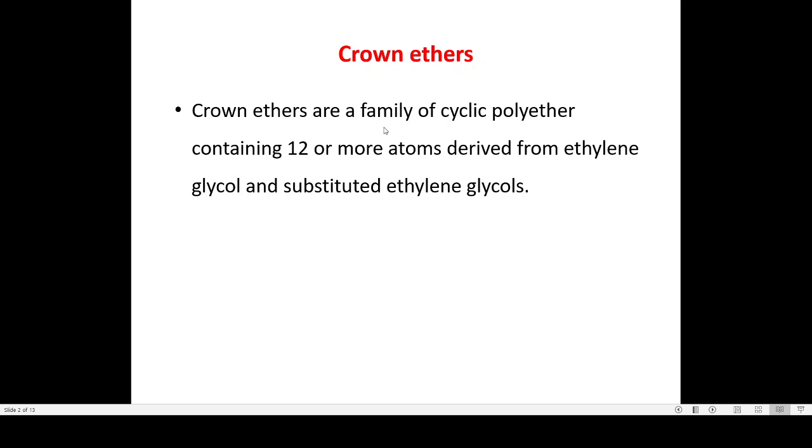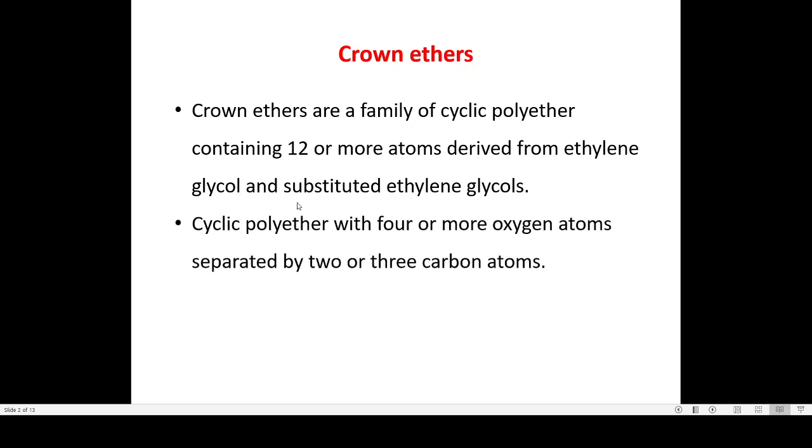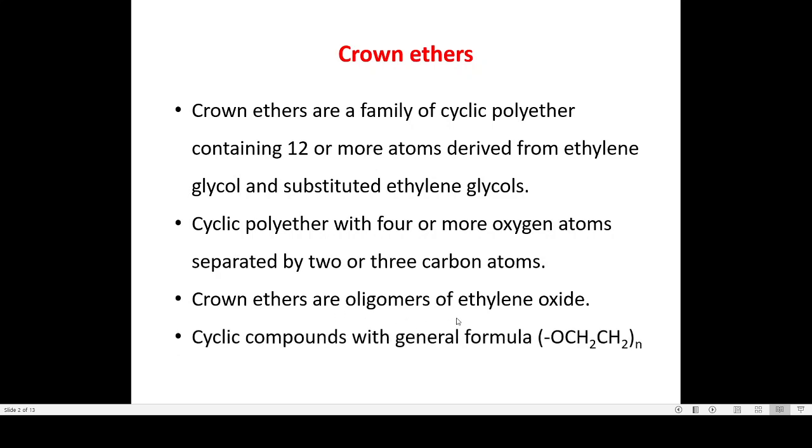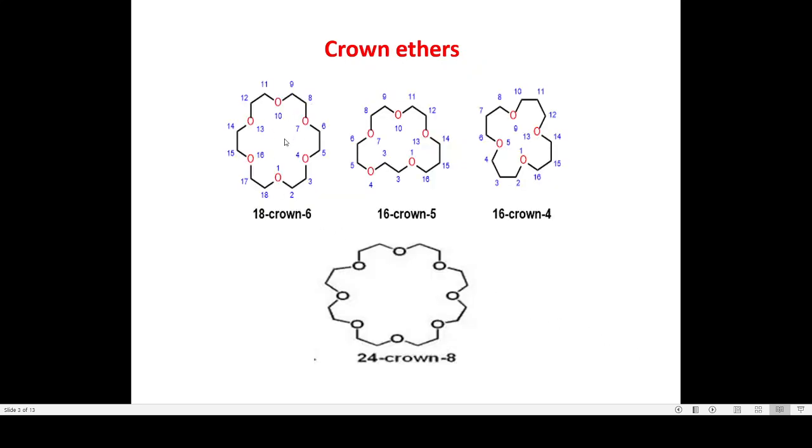Crown ethers are a family of cyclic polyethers containing 12 or more atoms, which are derived from ethylene glycol and substituted ethylene glycol. We can also call them cyclic polyethers with 4 or more oxygen atoms which are separated by 2 or 3 carbon atoms. Crown ethers are the oligomers of ethylene oxide, and these are cyclic compounds with the general formula (OCH2CH2)n. And these are a few examples of a crown ether.